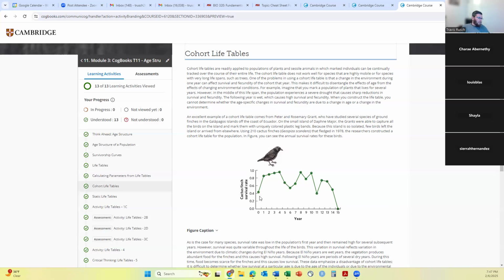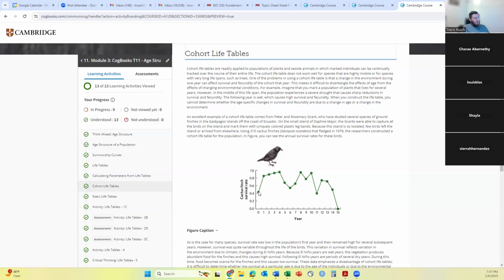So what it's doing is it had these finches. It captured all of the finches of one season, that year, and put these color bands on them, and then it tracked them for 15 years. That same group. It didn't necessarily put bands on new ones. It didn't worry about the offspring that were reproduced. They just wanted to find the survival rate of that given cohort over a 15-year period.